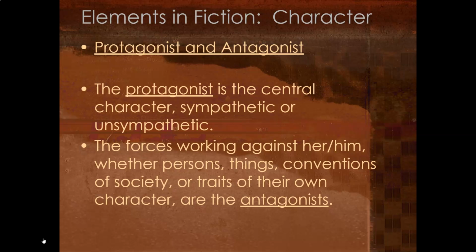And again, the antagonist does not necessarily have to be another character within the story. It could be something like a great storm or a tsunami. As long as that is the force that is causing a major conflict for the protagonist, that can be the antagonist.